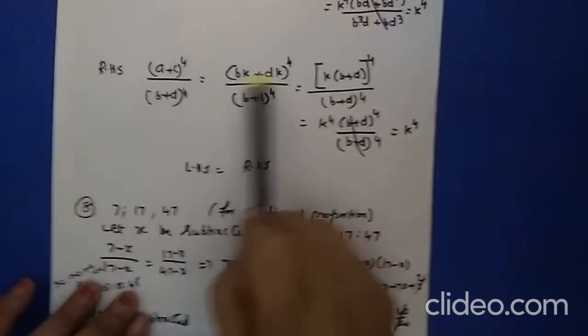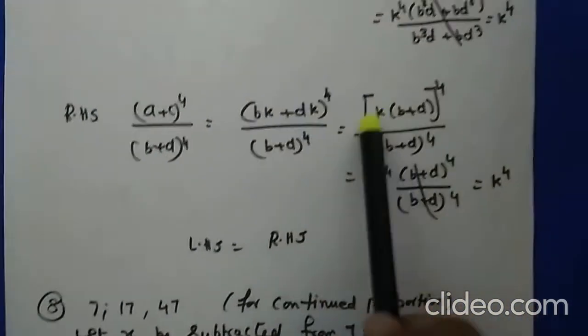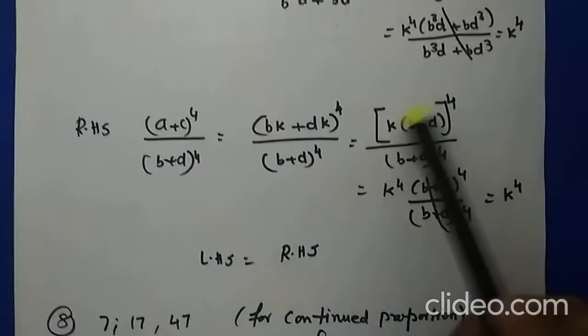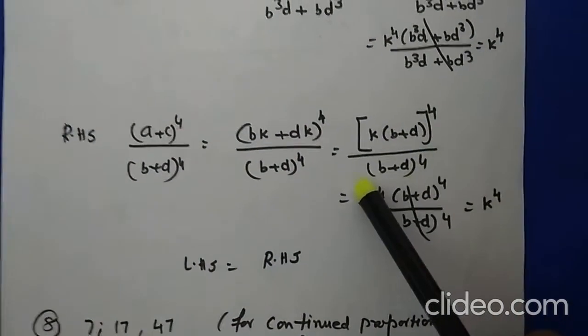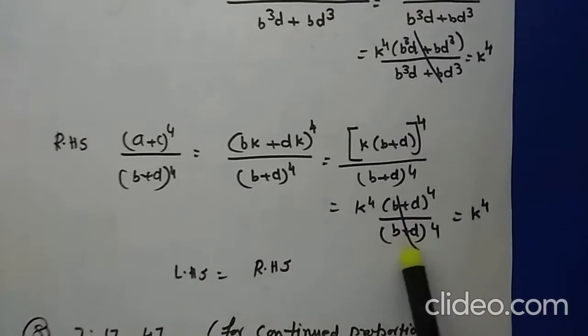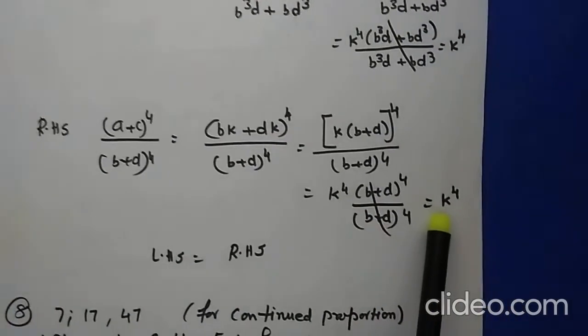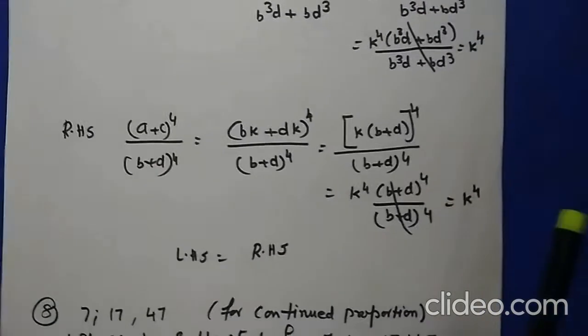Now take your right hand side. Same thing: BK plus DK whole to the power of 4 plus B plus D whole. Inside, only take K common. Then K to the power of 4 will come outside, and inside B plus D whole to the power of 4. Already B plus D whole to the power of 4 is in the denominator, so it cancels K to the power of 4. Therefore left hand side is equal to right hand side.